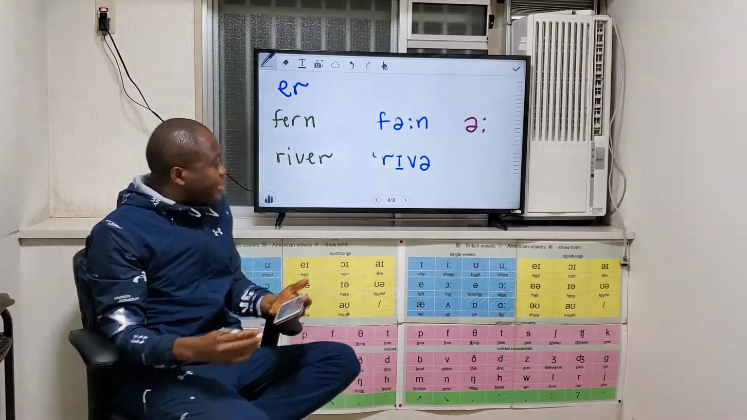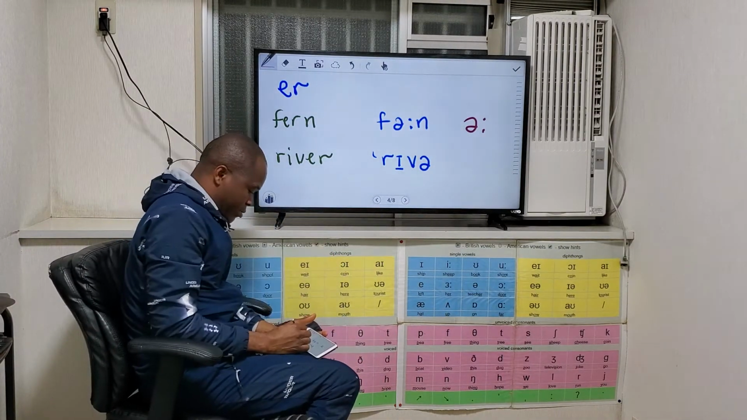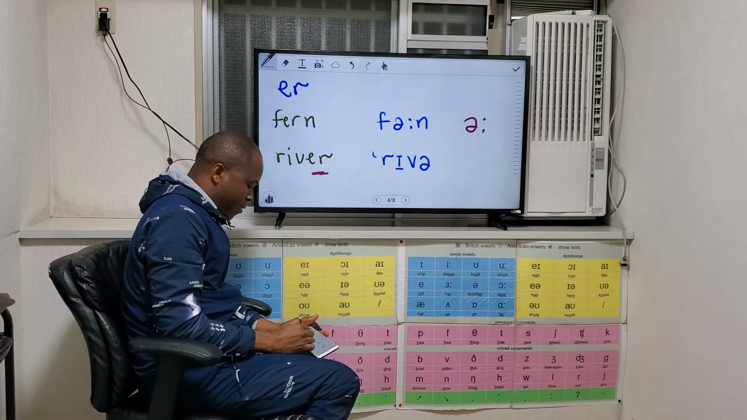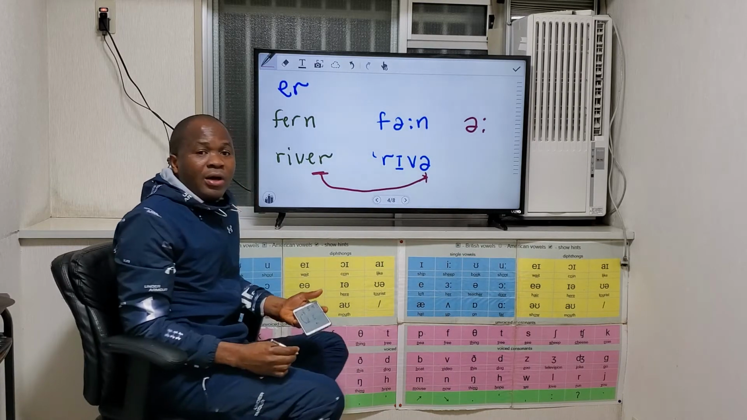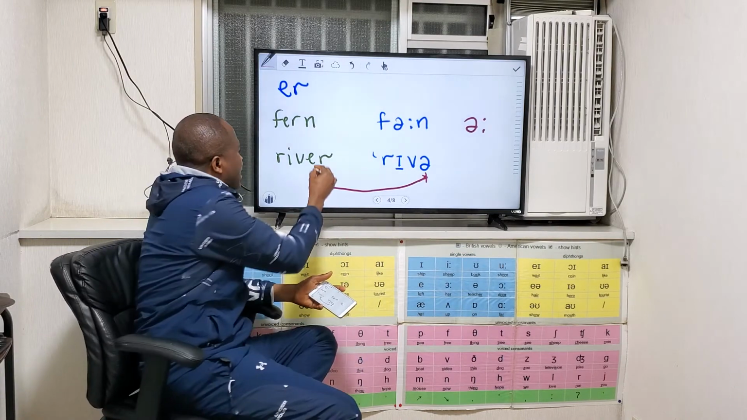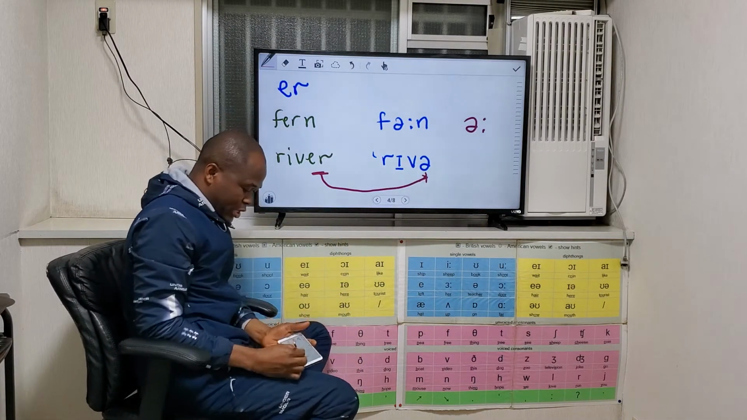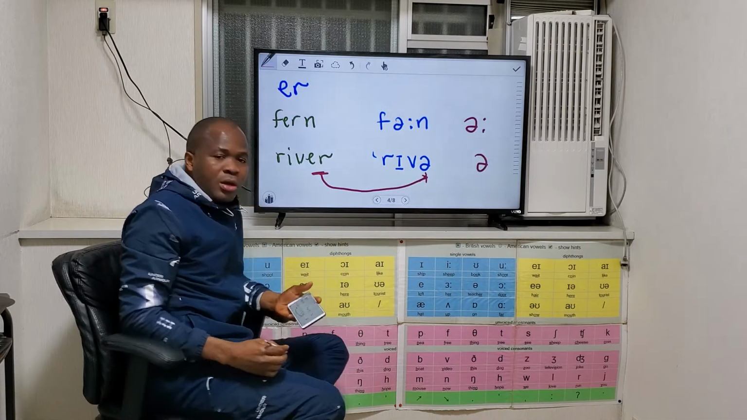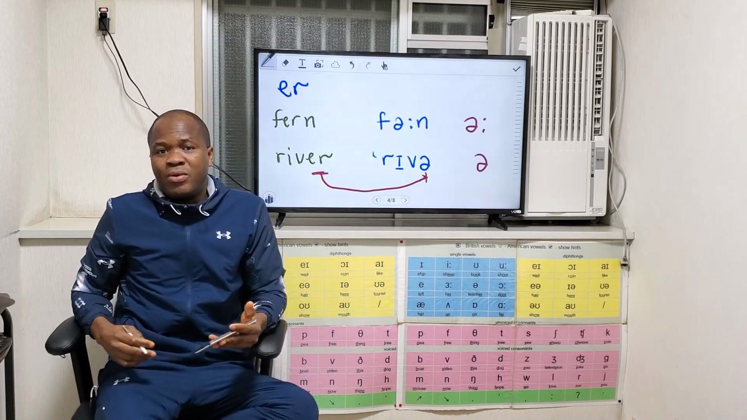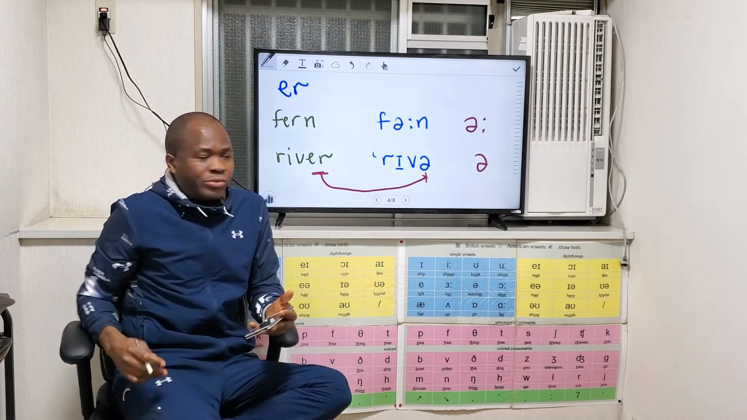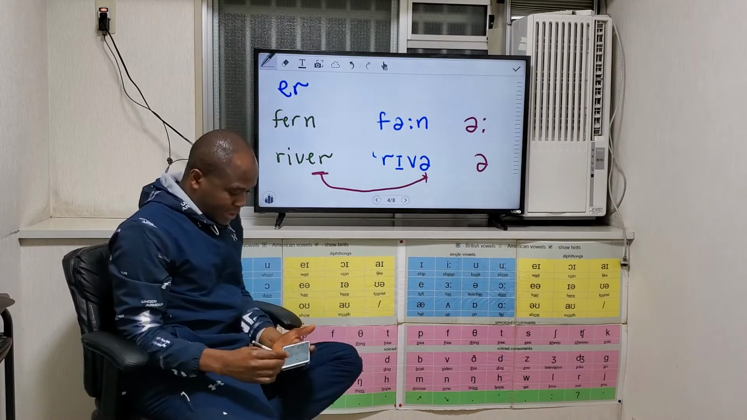River. And you see that our ER here is capable of making the schwa sound. And it's making the schwa sound. So there's the schwa sound. Now give an example. Ago, about. Let's go to the next.